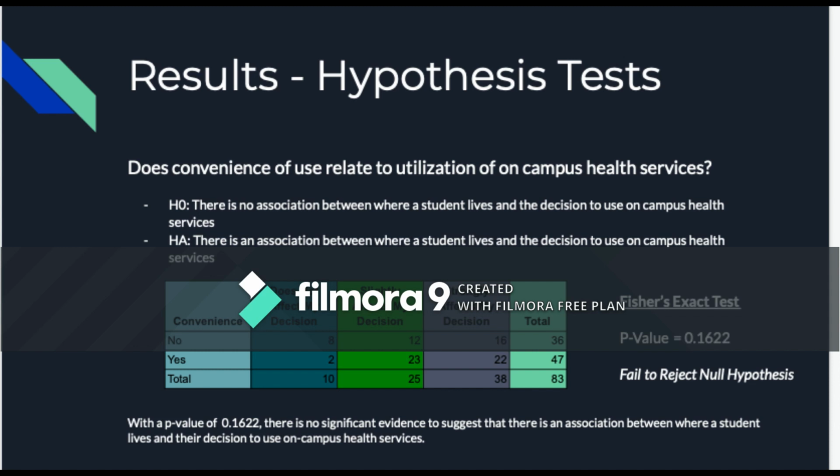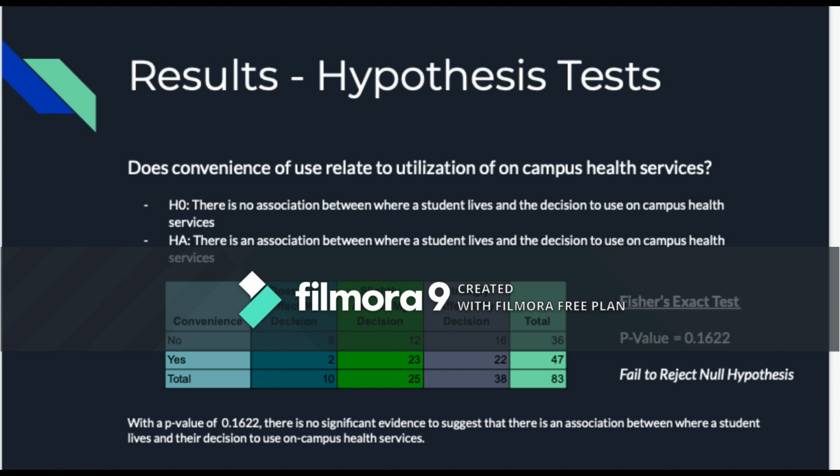Our third research question looked at whether convenience of use related to utilization of on-campus health services. Our independent variable was convenience, given as a yes or a no, and our dependent variable was the strength convenience has on the decision, given as does not affect my decision, slightly affects my decision, or strongly affects my decision. The data for these variables are shown here.